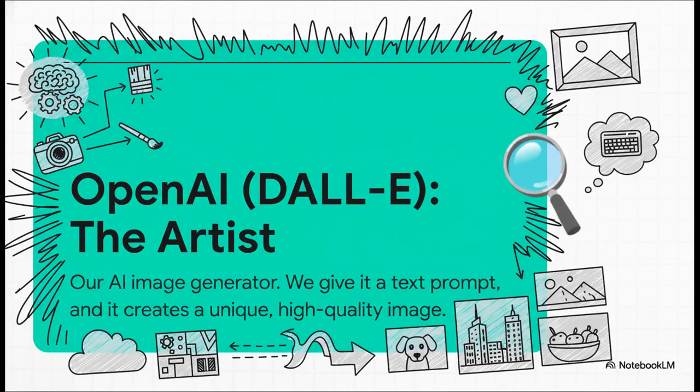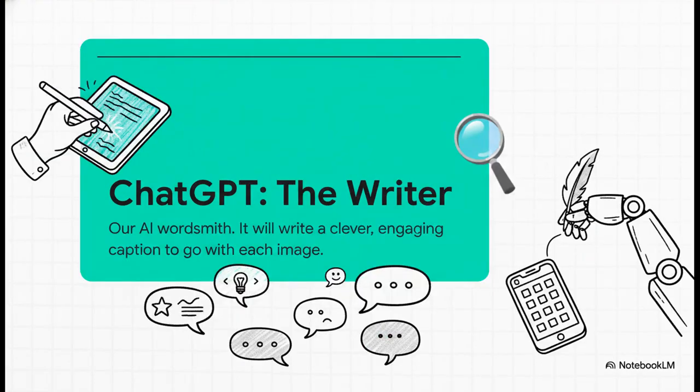Next, we need an artist. For that, we're using OpenAI's DALL-E model. This is where the visual magic happens. We just give it a simple text description, and poof, it generates a totally unique, high-quality image from thin air. You can forget about endlessly scrolling for stock photos. And last but not least, we need a writer. And who better than ChatGPT? We'll teach it to write a custom, engaging caption for every single image, making sure our posts always have a consistent voice.